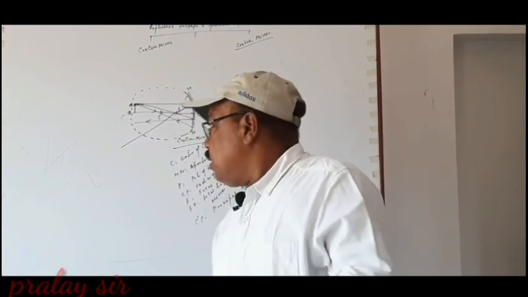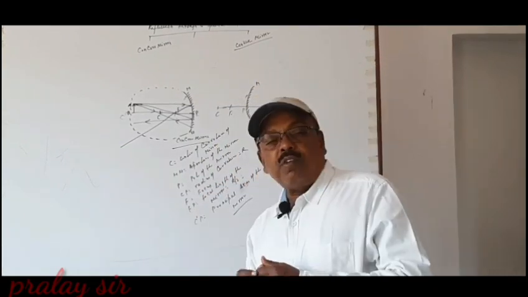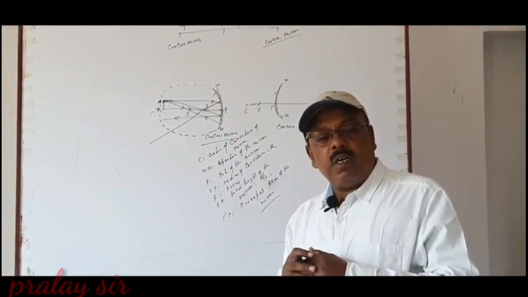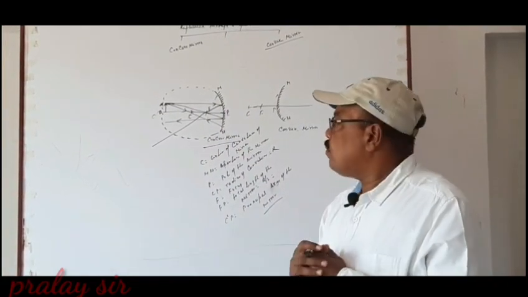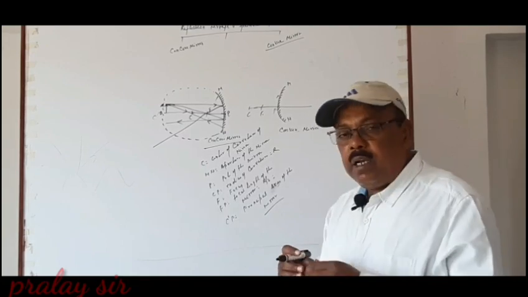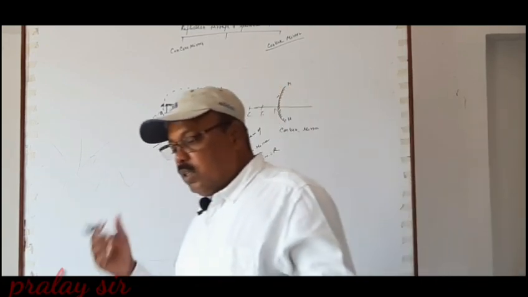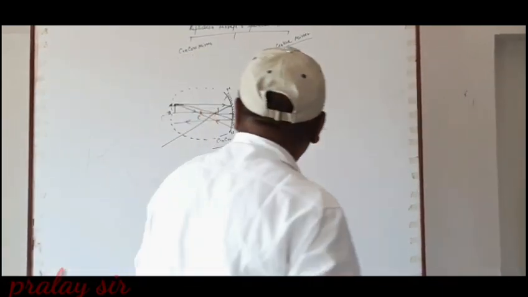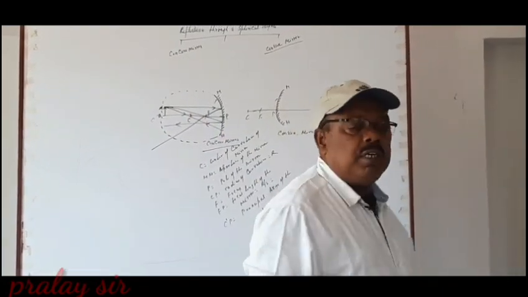If any ray passing through the focus is incident on a spherical surface, definitely it should be parallel to the principal axis. And we can draw another. Here are the three rays we have drawn, but now I am going to draw another convenient ray.